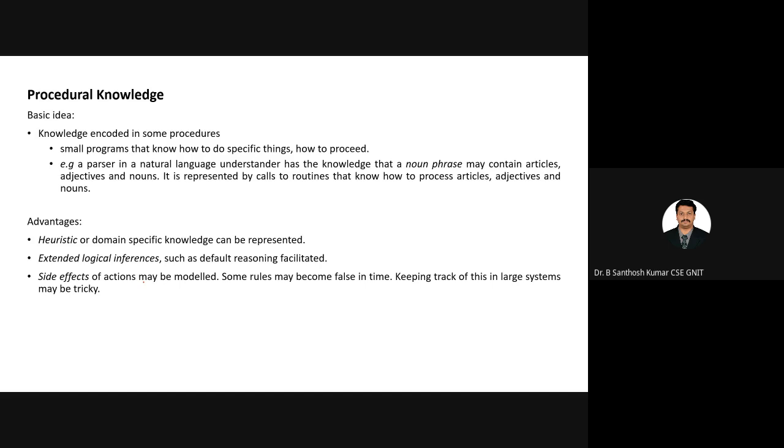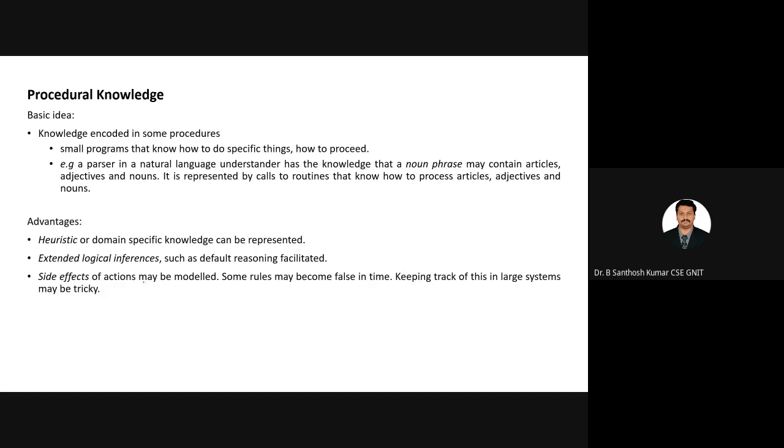Here it is represented by calls to routines that know how to process articles, adjectives, and nouns. Here we are using mathematical concepts and English grammar concepts. For extracting that knowledge, we deal with mathematical knowledge and also use some English grammar knowledge. The given statement is split into article, adjective, verb or noun, and then we proceed.